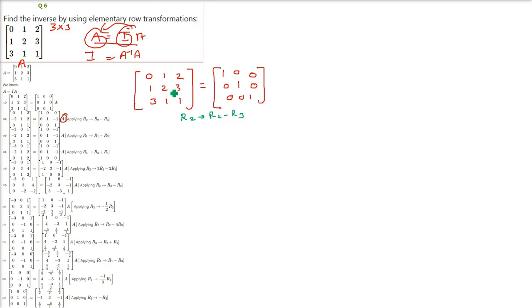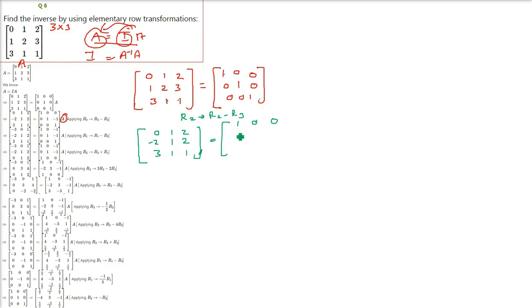So row 2 we are changing to row 2 minus row 3. Why are we doing this? Just because we want the diagonal values as 1, other values as 0. So row 2 minus row 3, see 1 minus 0. The first row and the third row will remain like that. So let me write the first and third row, it won't change. So row 2 minus row 3: 1, then 1 minus 3 is minus 2, 2 minus 1 is 1, 3 minus 1 is 2. And the third row will remain like that.